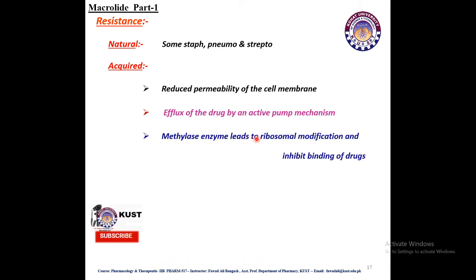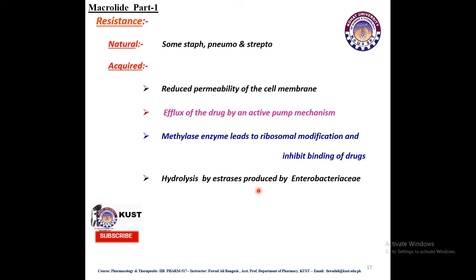Methylase enzyme leads to ribosomal modification and inhibits the binding of the drug. Methylase leads to modification in the binding site of the ribosome and inhibits the binding of the drug.